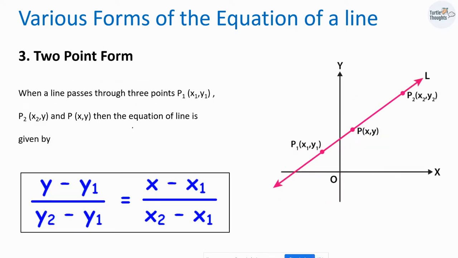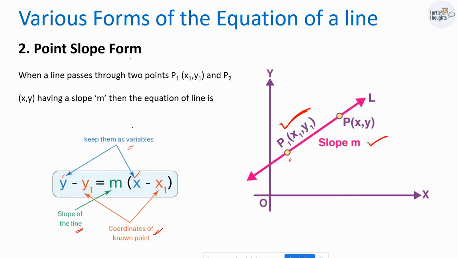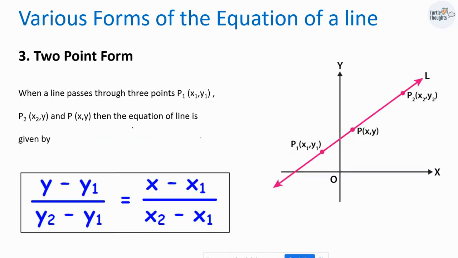The next one is 2 point form. The difference between point slope form and 2 point form is that in 2 point form, the line passes through 3 points.